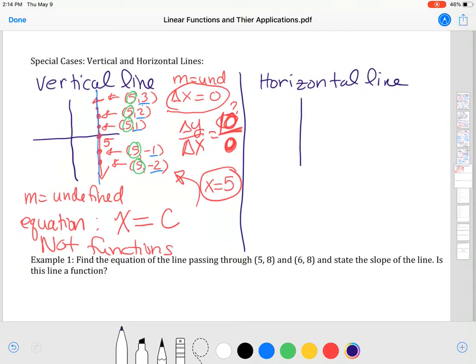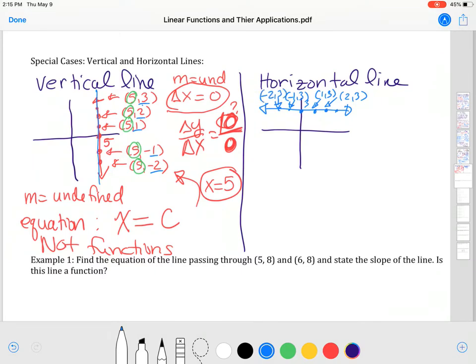Now going into depth with my horizontal line, if I were to draw a horizontal line, let's say it passes through here at 3. Then if I start randomly drawing points on here, this might be the point 2, 3. This might be the point 1, 3. This would be the point maybe negative 1, 3. Maybe this is negative 2, 3.